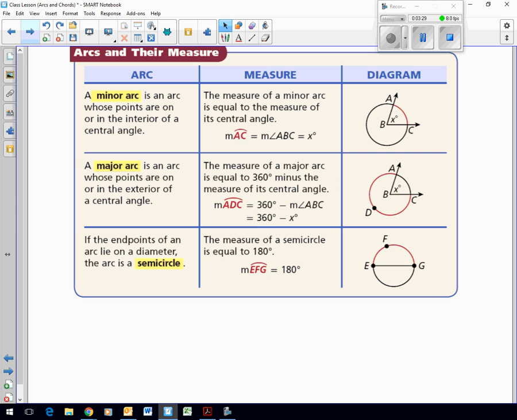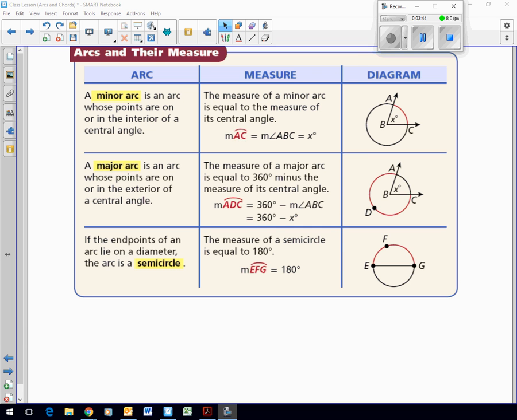Write down major arc and semicircle too. A major arc is an arc whose points are on or in the exterior of a central angle. If the endpoints of an arc lie on a diameter, it is called a semicircle.